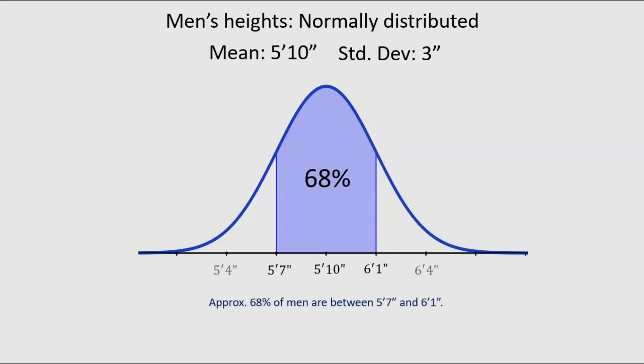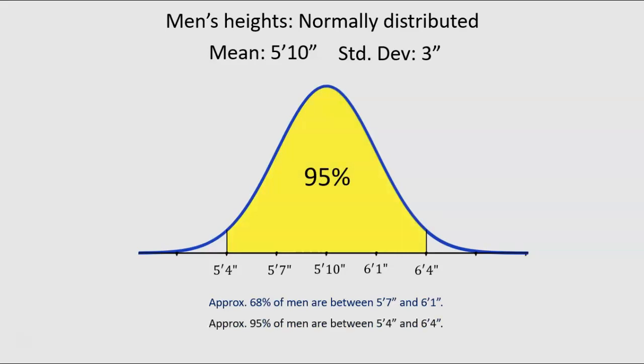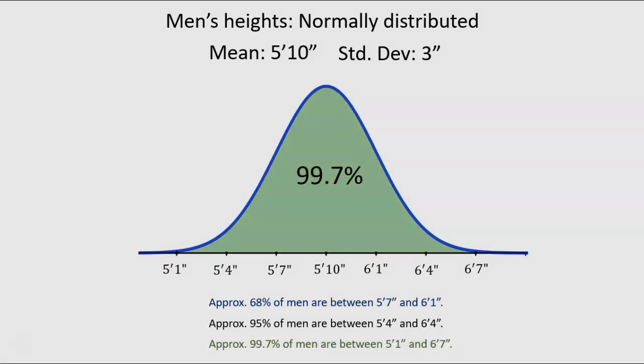If we go out 2 standard deviations from the mean, we're going to capture 95% of the data, according to the normal rule. That is, approximately 95% of all American men are between 5'4" and 6'4". And if we go out 3 standard deviations, we're going to capture 99.7% of the data, according to the normal rule. Approximately 99.7% of American men are between 5'1" and 6'7". It's only about 3 in 1,000 that are going to be outside of that range.